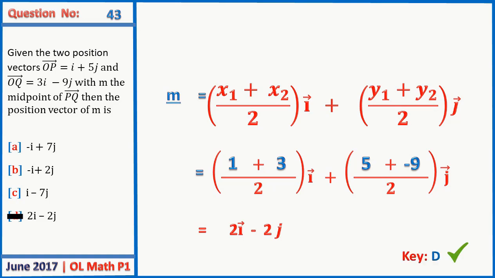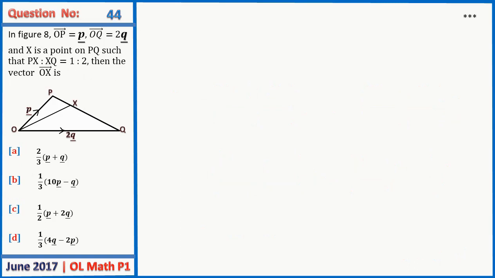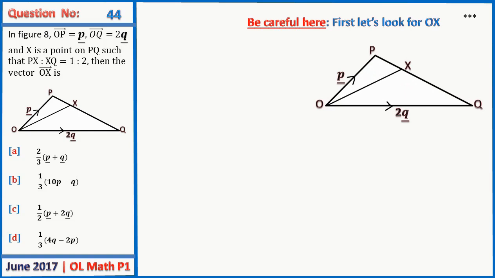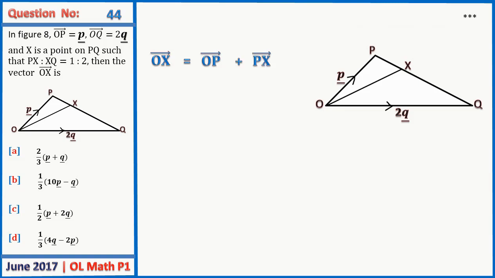Question number 44. We have OP to be P and OQ to be equal to 2Q. X is the midpoint of PQ such that PX is to XQ is 1 is to 2. Then the vector OX is, we first of all have to look for OX. OX is equal to OP plus PX. But we know that PX is equal to 1 out of the 3 parts of PQ. So it's 1/3 of PQ.